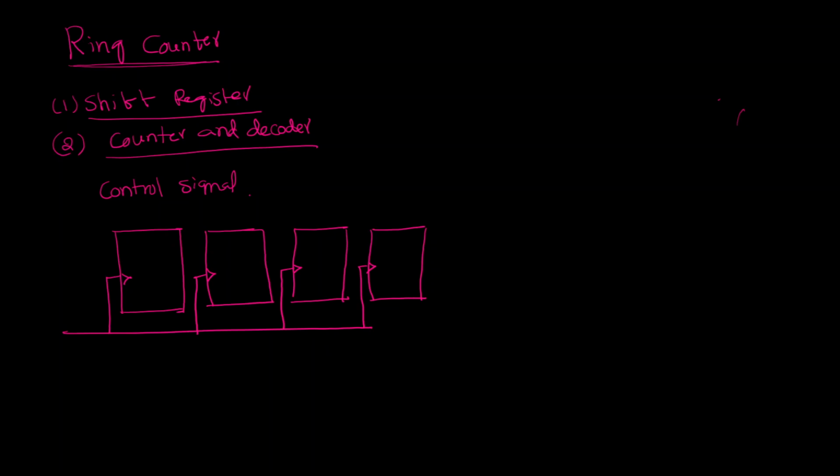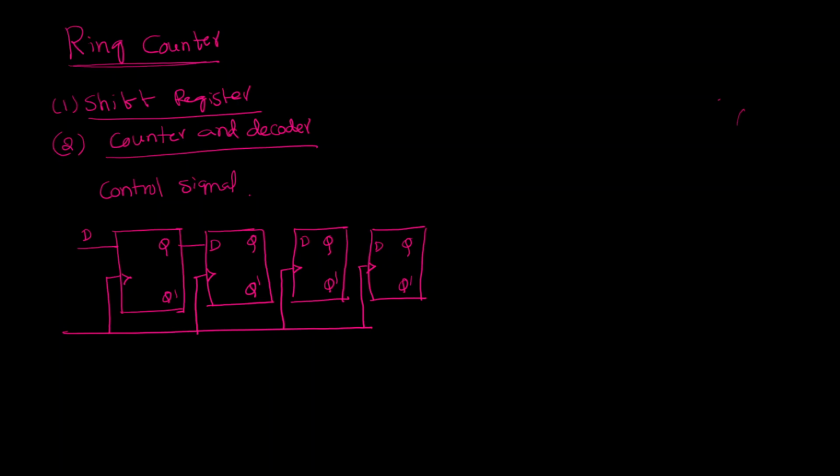Now there is an input D, all are D flip-flops, output is Q, Q bar. Q is connected over here, this is D, this is Q, this is Q bar, this is D, this is Q, this is Q bar, this is D, this is Q, this is Q bar.